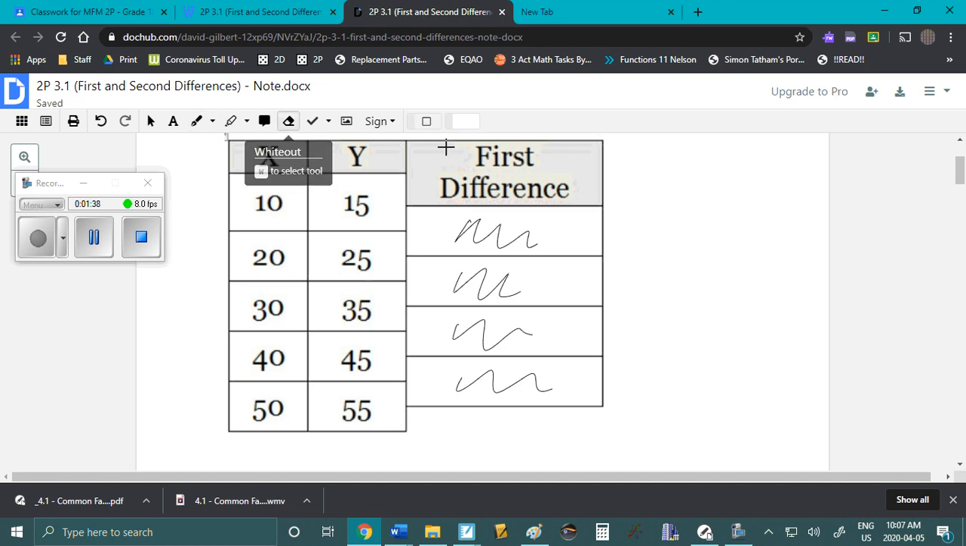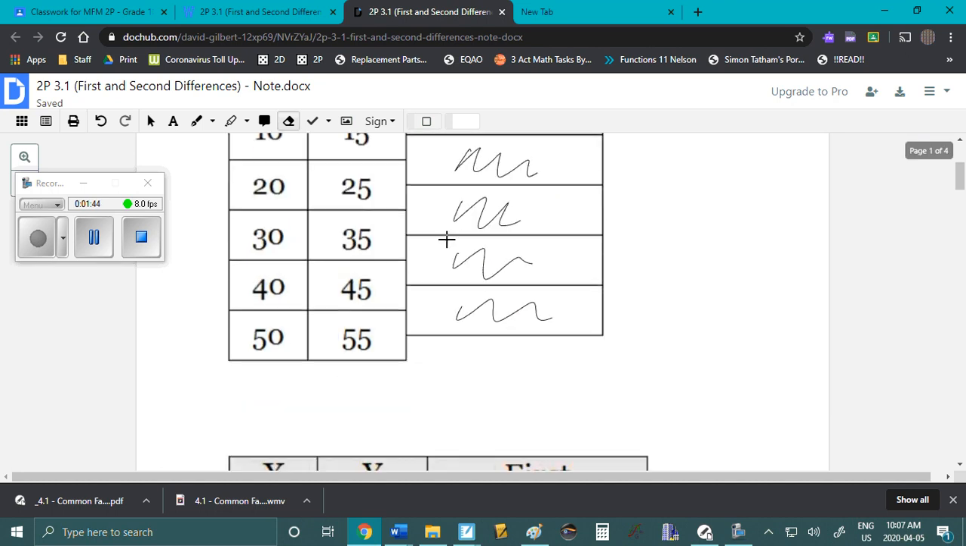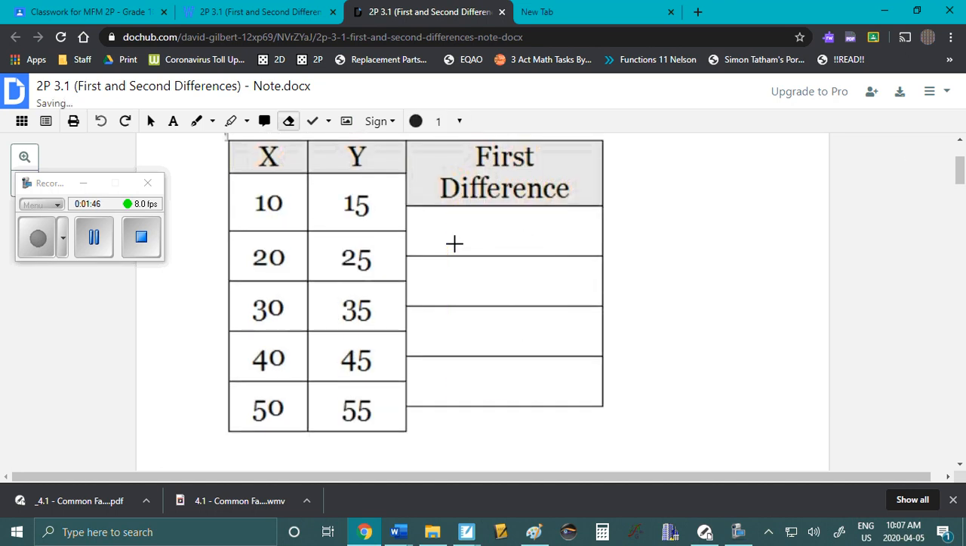And by the way, to erase, I don't really know, to be honest. I'm just kind of figuring it out right now. I'm just going to Control Z. You guys will probably be a lot better at this than I am. So let's get back to the lesson.